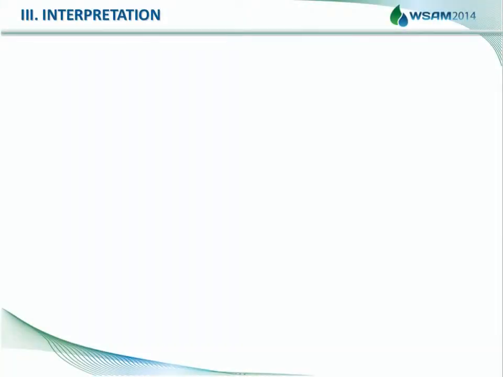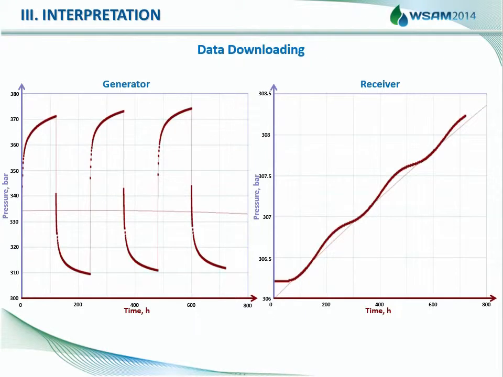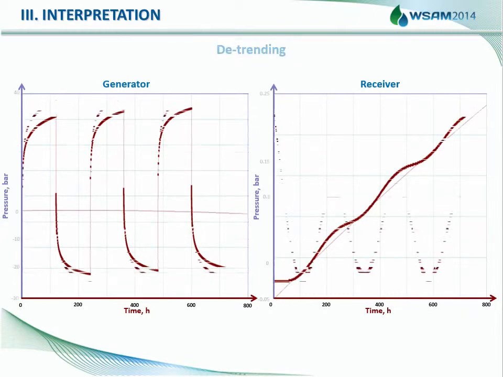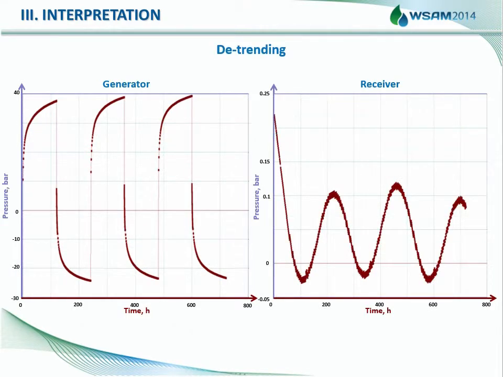The third stage is the interpretation of resulting pressure data. These are raw pressure data for both wells. The first data processing step that largely affects the accuracy of determining reservoir flow properties is identifying and accounting for the non-periodic trend. The processing program offers several methods to identify the trend. The correct selection of the method minimizes error.